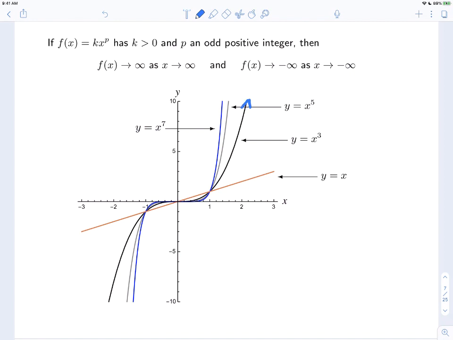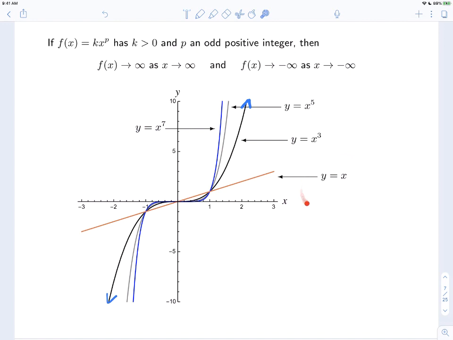On the other hand, as x goes to negative infinity, x moves to the left, you can see that the values of f are getting smaller. So as x moves to the left, you're decreasing without bound. So what that means is that as x goes to positive infinity, f of x goes to positive infinity. But as x goes to negative infinity, f of x goes to negative infinity. That's why you have this distinctive shape. Again, all of these look roughly like y equals x cubed.